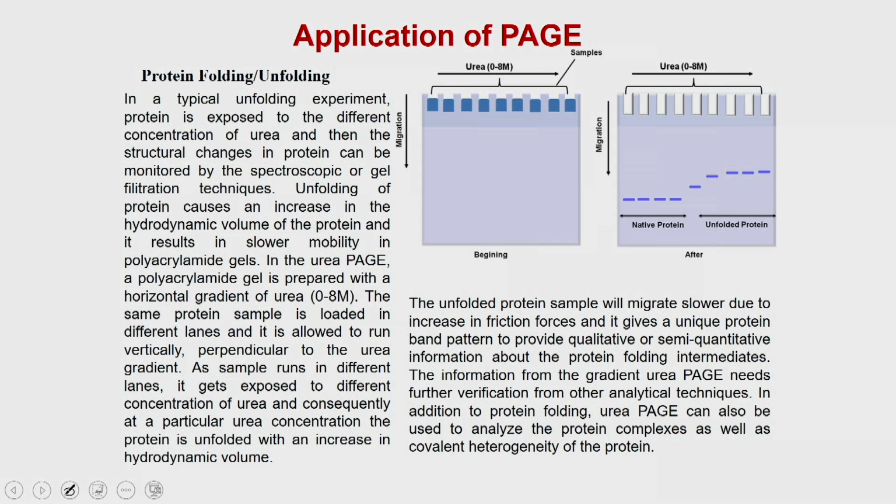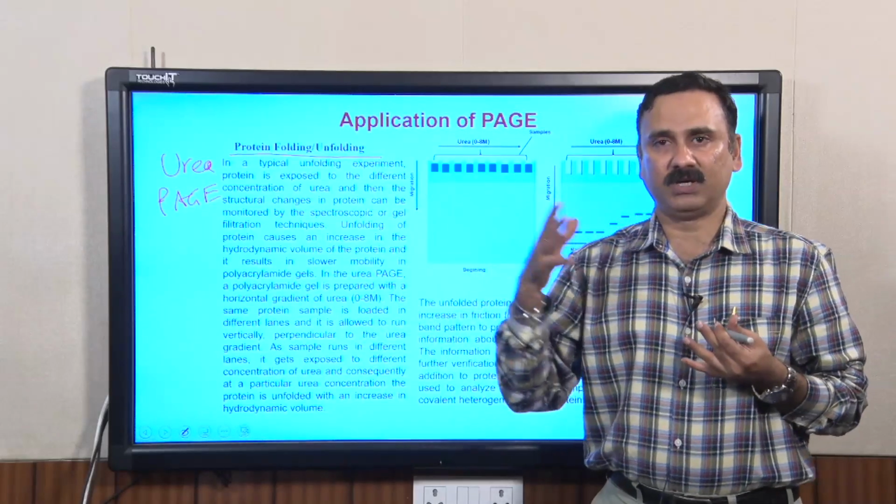Now, just as we discussed the urea PAGE: urea PAGE is what you can use to monitor the folding or unfolding kinetics of an unknown protein. It is important because when you produce a protein, you want to know that the stability of this proteinaceous factor is as good as reported in the literature. So, when you want to see the stability factor, you also have to do unfolding kinetics, and for that you can do a urea gel.